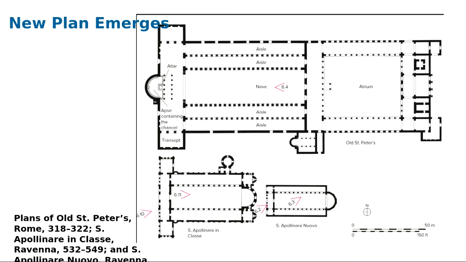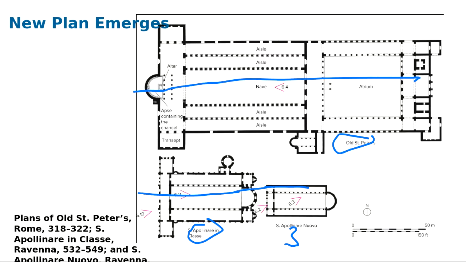So we start seeing how a new plan starts to emerge. In this image, we see three different floor plans. I want you to look at them a little while you're seeing this. What are some similarities that you see from these three floor plans? This is the first one, the second one, the third one. The fundamental elements of the basilica plans are very evident here: a longitudinal axis that goes through the atrium and the narthex and through the nave, ending in the apse, where the altar is located.